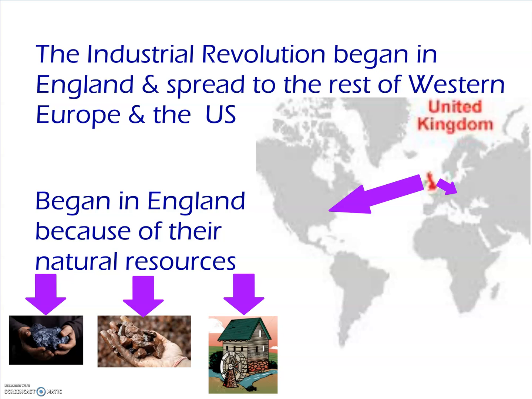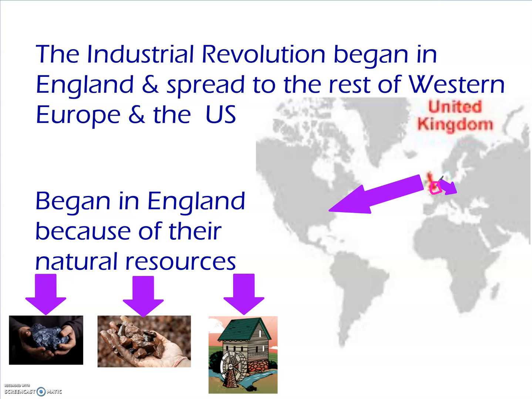So the Industrial Revolution begins in England. So we have the UK on our map here, but England is this southern little section of the United Kingdom. And then it's going to spread throughout Western Europe and the United States based on the trade relationships that they have with Europe and the United States.